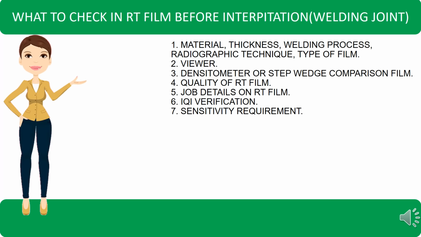In this video we shall learn what factors must be considered before interpreting the radiographic film of welded joints. These factors are described below. 1. Material, thickness, welding process, radiographic technique, type of film. 2. Viewer. 3. Densitometer or step wedge comparison film.